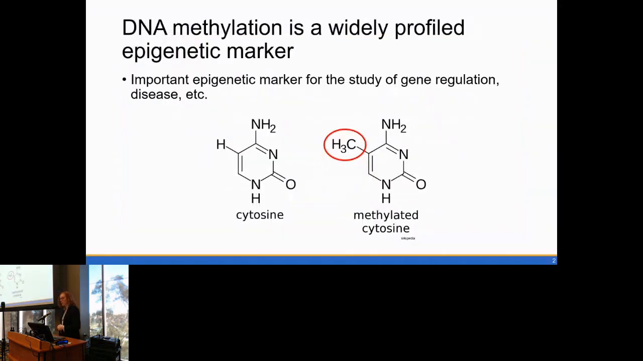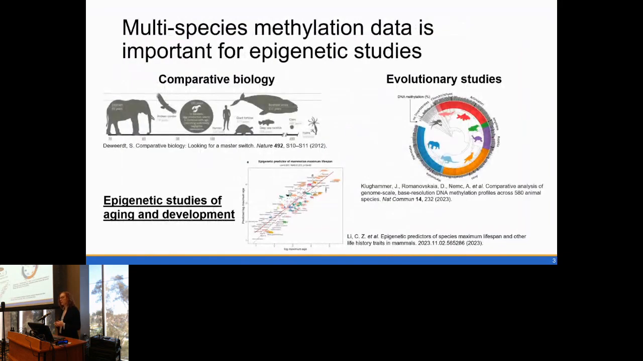DNA methylation is a widely profiled epigenetic marker that impacts gene regulation, disease, and more. In addition to studying methylation from a singular species, data across multiple species is also highly informative and has the potential to impact applications such as comparative biology, studies of species evolution, and studies of aging and development. I will specifically discuss this aging application throughout the talk.